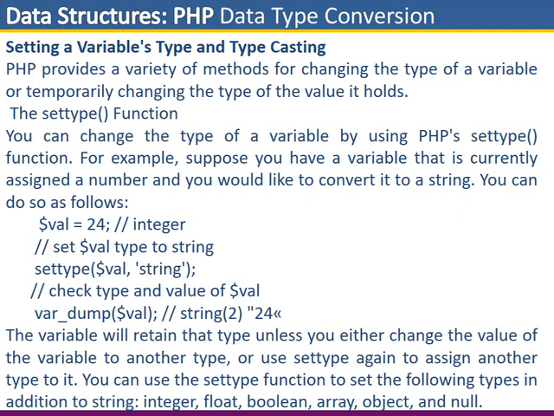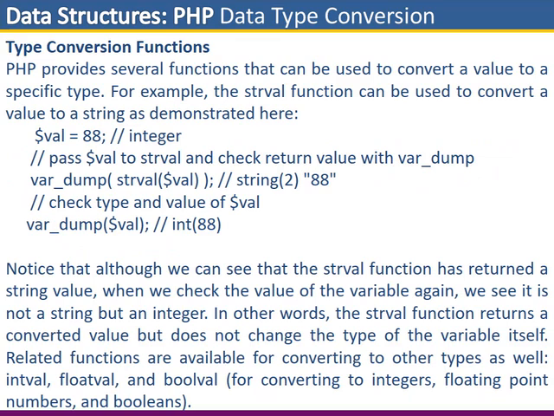The variable will retain that type unless you change the value of the variable to another type, or use settype again to assign another type to it. You can use the settype function to set the following types in addition to string. So you can see here.